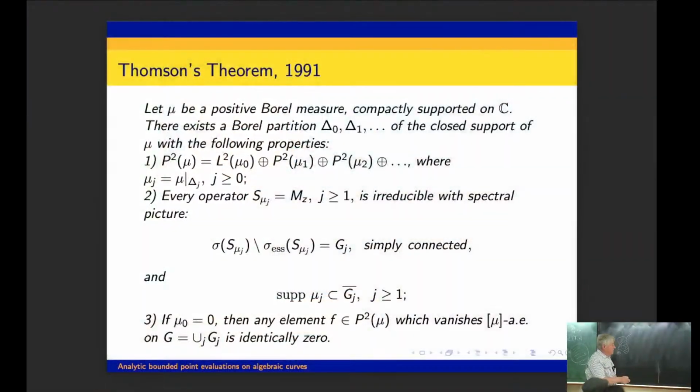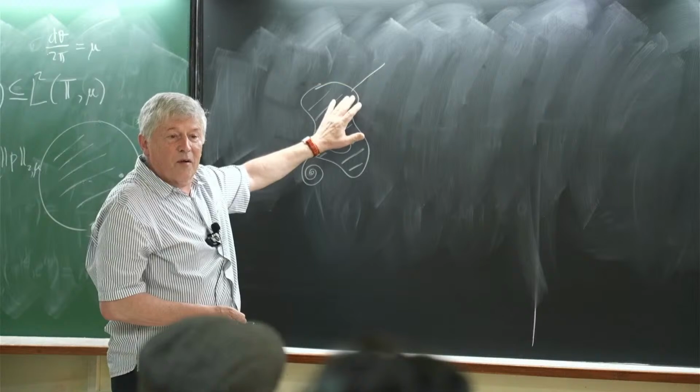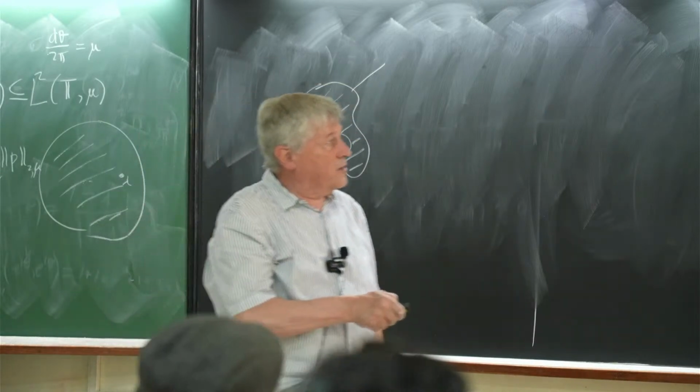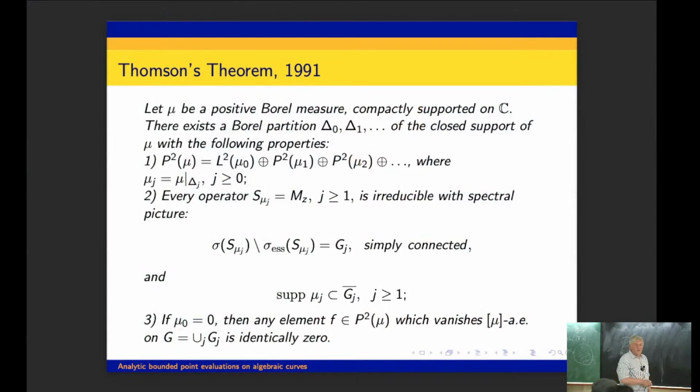Namely, you have the Lebesgue space where we know everything, but then the interesting part is that the other components each have a big cloud of bounded point evaluations, exactly as the disk has for the Haar measure. So each component has a, let's say, Hardy type behavior, except this one. Moreover, an element there extends as an analytic function inside the cloud. I call a cloud, this G sub J, is simply connected.